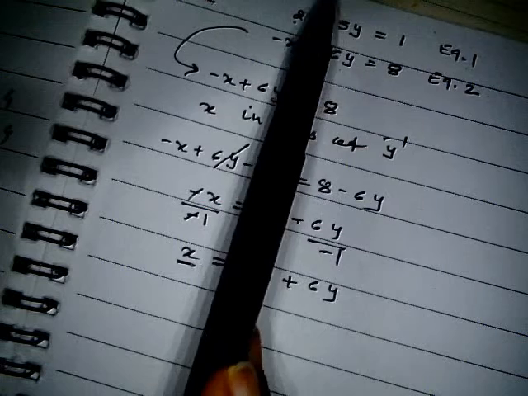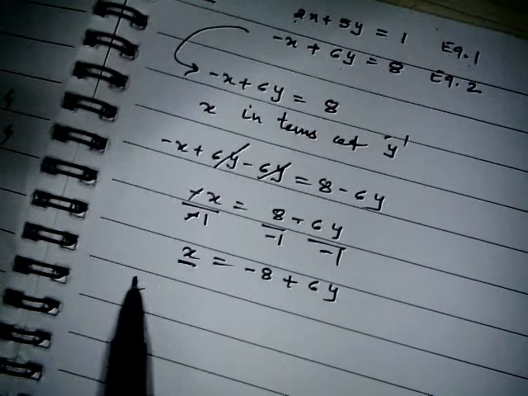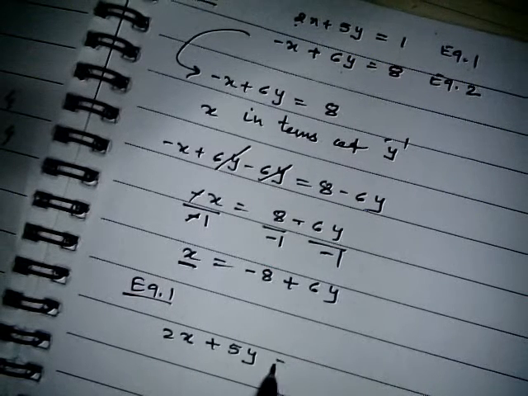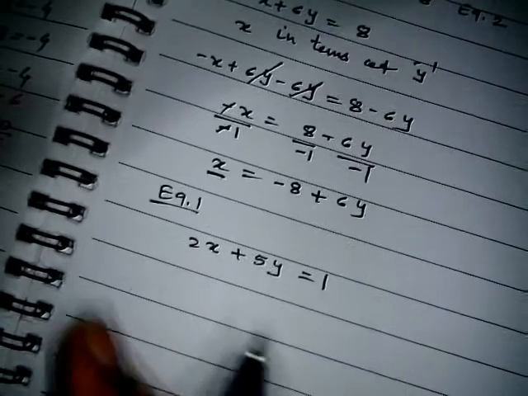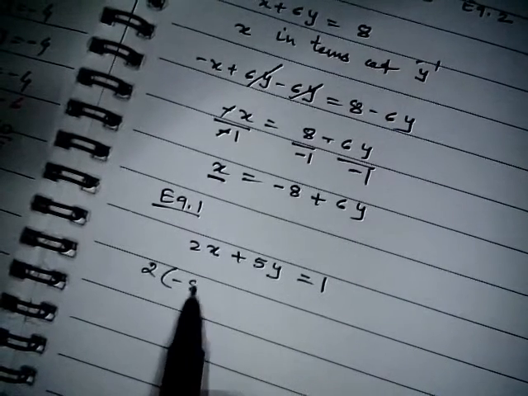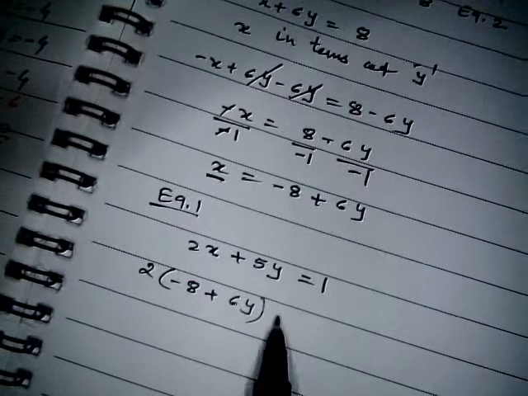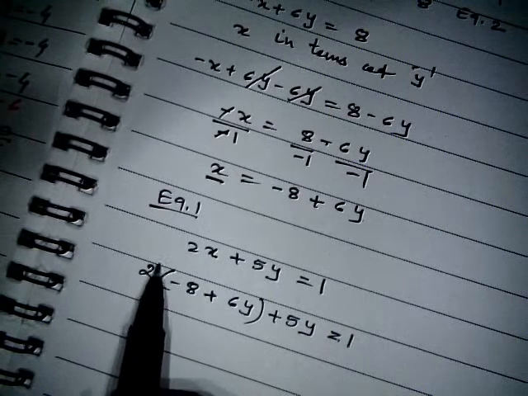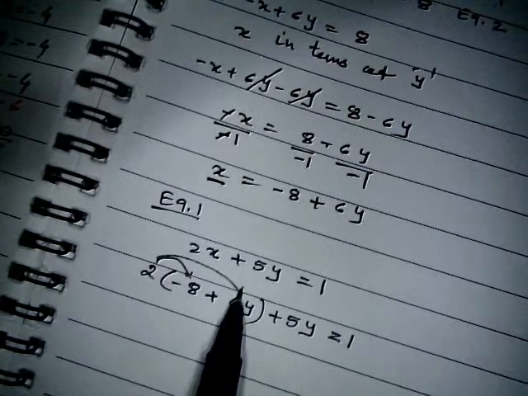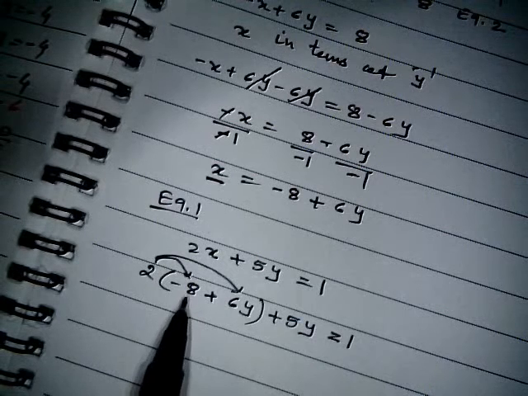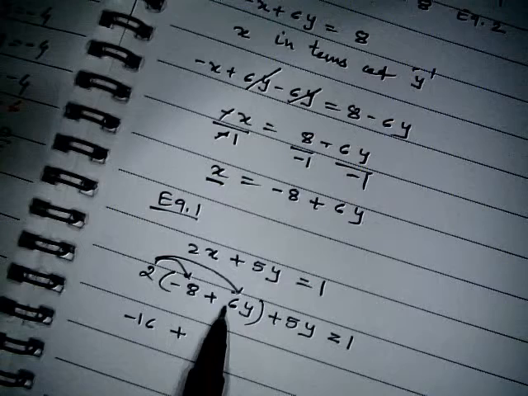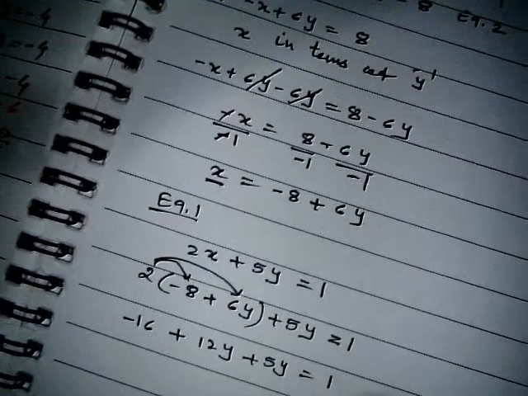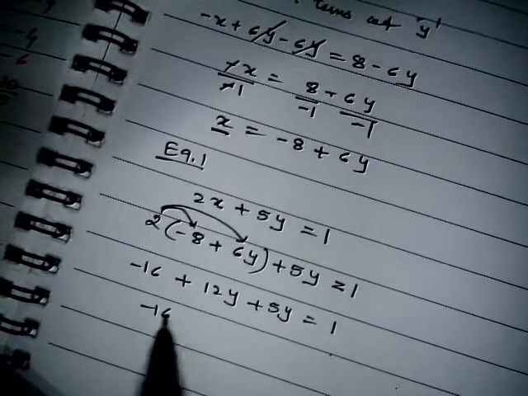So I am going to write equation 1, and that equation is 2x plus 5y equals 1. Now I am going to plug in the value of x. So in place of x is negative 8 plus 6y, plus 5y will remain the same, equals 1. Now I need to open this parenthesis, so 2 gets distributed on 8 and also on 6y. So 2 times negative 8 is negative 16, 2 times 6 is 12y, plus 5y equals 1. Now 12y plus 5y is 17y, so negative 16 plus 17y equals 1.